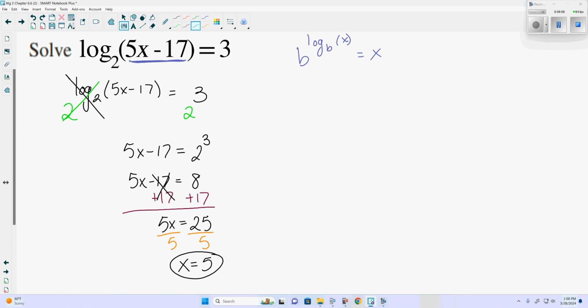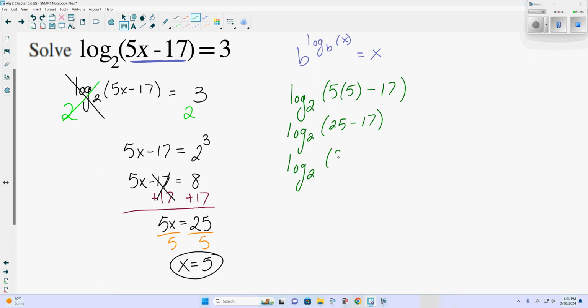Now if we want to, we could check this. I could say log base 2 of 5 times 5, our value of x, minus 17. I just plugged 5 back in for x. Now our 5 times 5 is 25. 25 minus 17 is 8. So our number here is not 0 or a negative, yes? So it works. And if we wanted to fully check this, we could plug this into a calculator, and it will tell us it is indeed 3. So it does work.